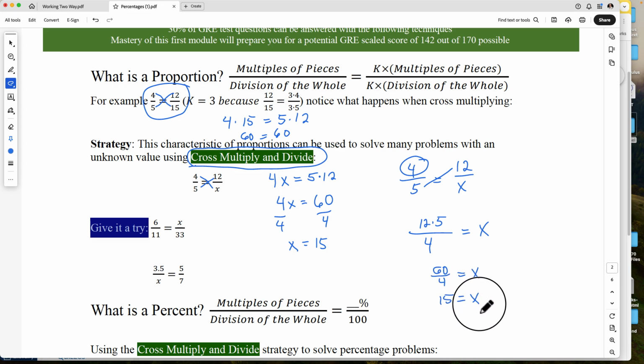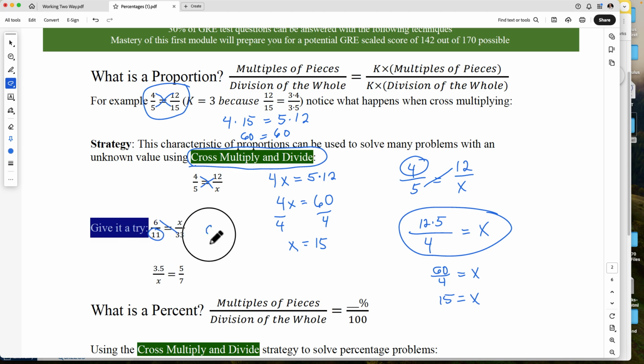So we get that same answer, but if you'll take this approach, notice you basically get one step and you'll always get it right. And it doesn't matter where that x is. Watch, we'll try this one. 6/11 we're being told is equal to x over 33. Cross multiply and divide. So I'm going to take 6 times 33 divided by 11. And that's going to be what x is.